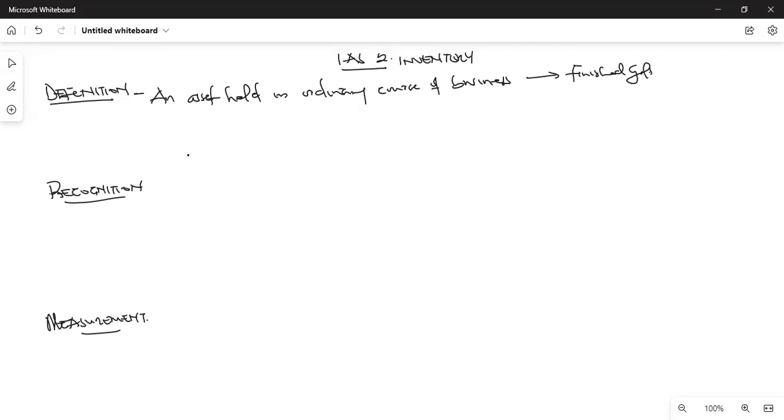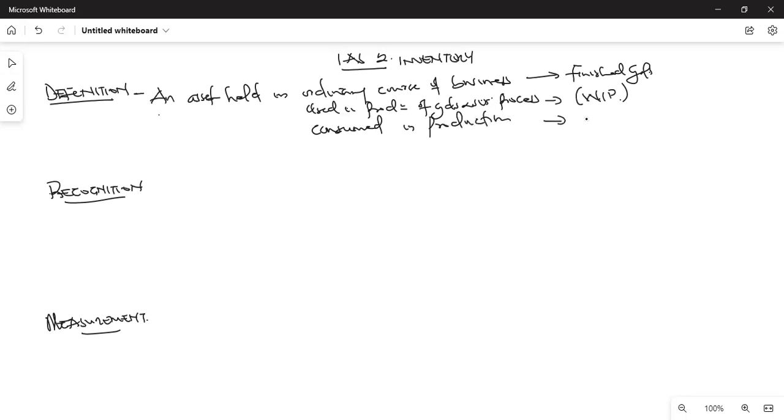Okay. And it's also used in the production of goods and services or process. So it's also used in the production process, goods and service process. And that one, we are talking about the work in progress. All right, inventory is also assets held and consumed in production. And that one, we are referring to the raw materials.